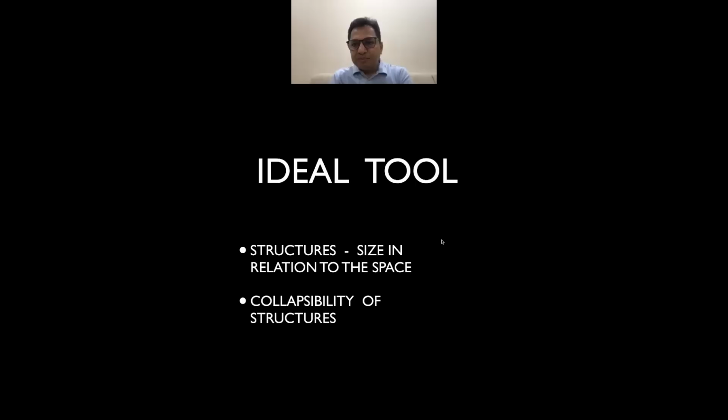So the ideal tool has to tell you what is the size of the structure, what is the size of the structure in relation to the space that it is occupying, and what is the collapsibility of those structures. That is the ideal tool.